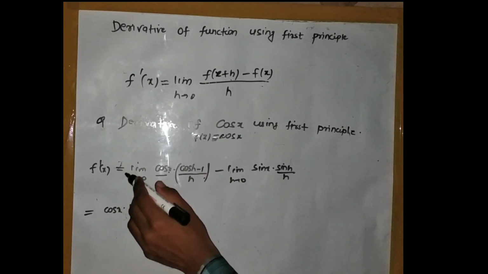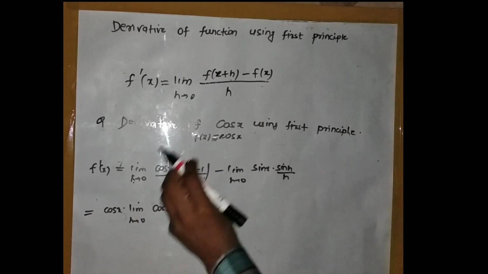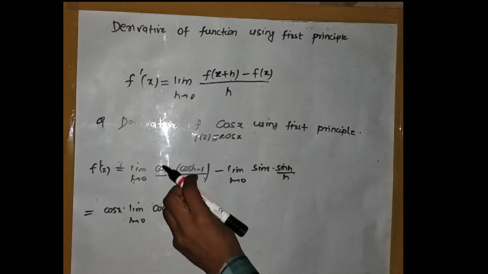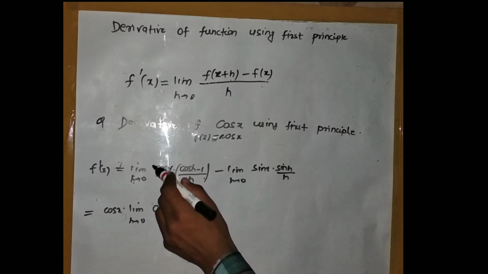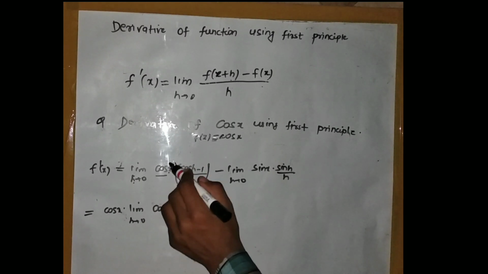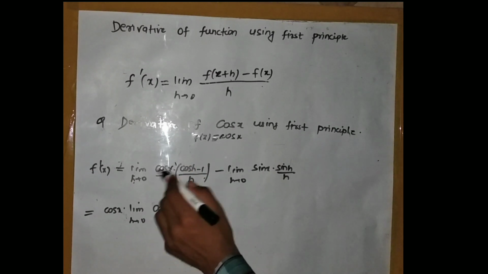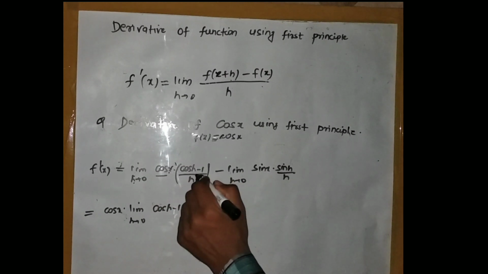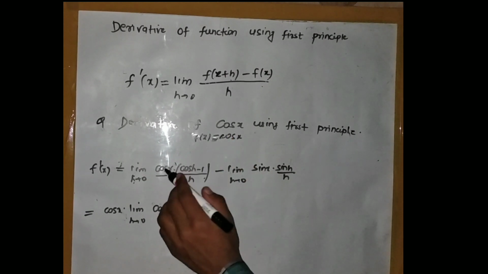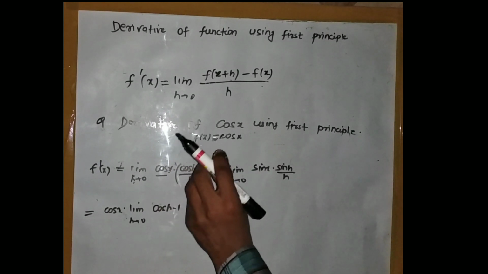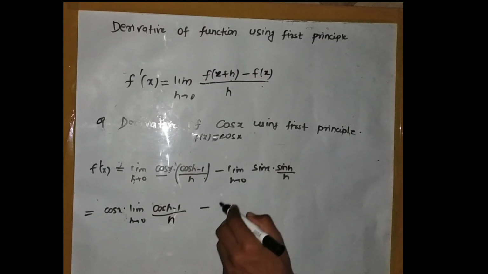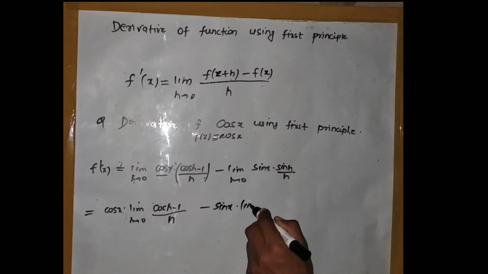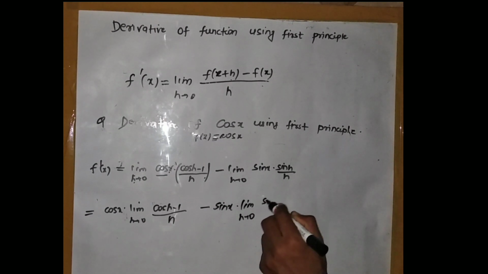Here h tends to 0 means limit function is only used for function which is dependent on h. So cos x, here x, is independent of h. So we use limit only for function which is dependent on h. We treat cos x as a constant. So cos h minus 1 by h, minus, similar concept here, sin x into limit h tends to 0 sin h by h.